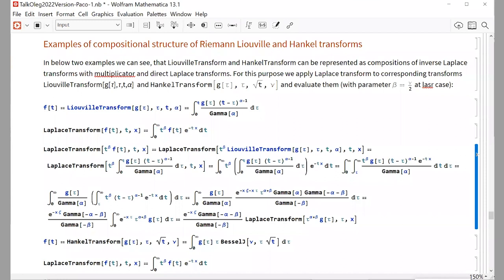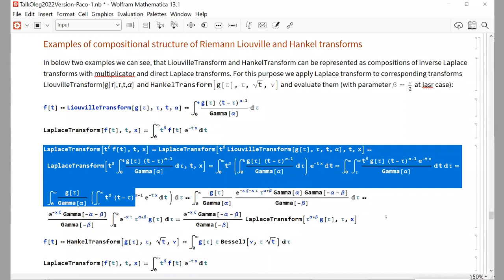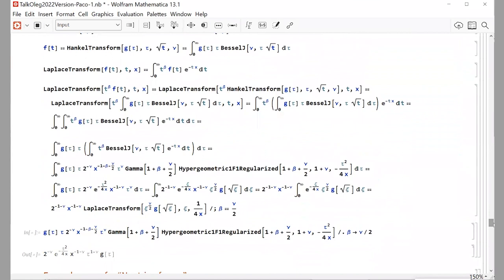It means if we have the inversion of this formula, we have the inversion of Laplace of Liouville, which is Liouville, and then the ratio. We have the inverse of this ratio, Laplace. So basically, we have Liouville representable as direct Laplace and inverse Laplace. It can be written from this formula. Similarly, we can write for the Hankel transform. Below I made these procedures, exercises, but here with a small restriction.